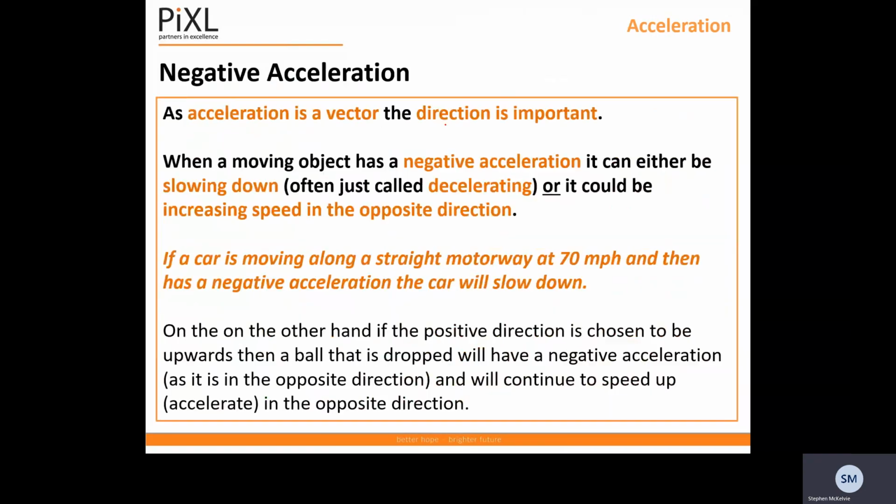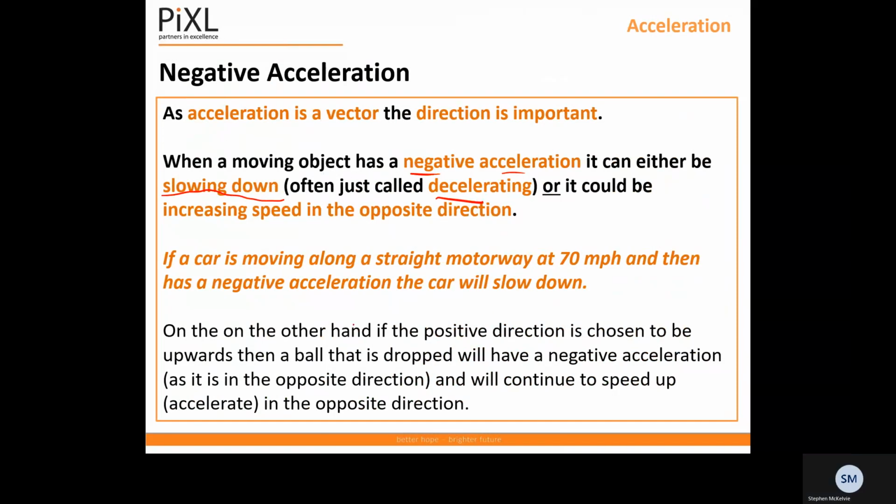Acceleration is a vector, the direction is important. When a moving object has a negative acceleration, it can either be slowing down, called deceleration, or it could be increasing speed in the opposite direction. If a car is moving along a straight motorway at 70 miles per hour, then it has a negative acceleration, the car will slow down.